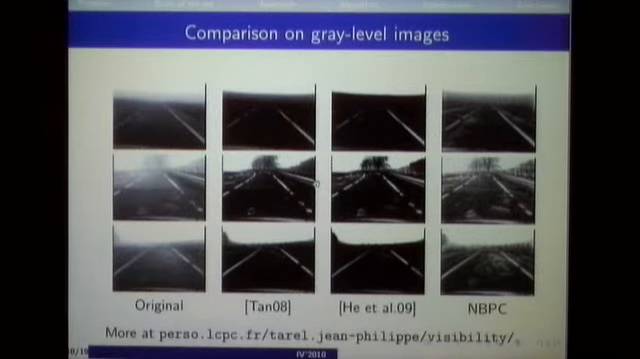On images we are interested in, here it's a comparison. In this case it's gray level images, and you can see that the obtained results are less dark than with other techniques, but you can notice that the texture of the road is too contrasted if you compare with reality. So it means that this algorithm, when applied to road images, can be improved.